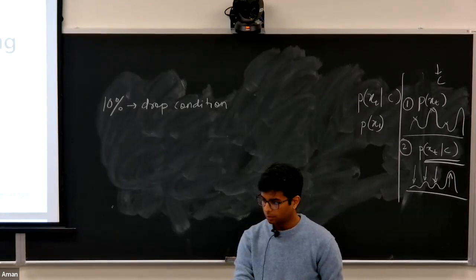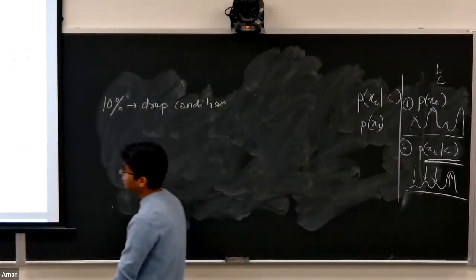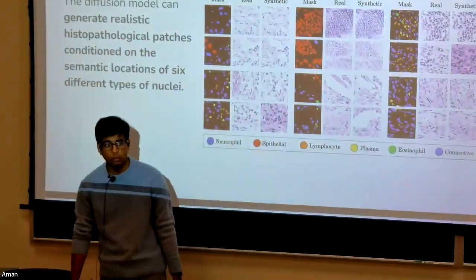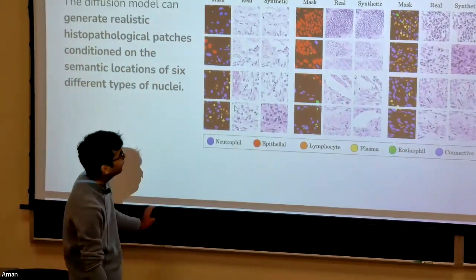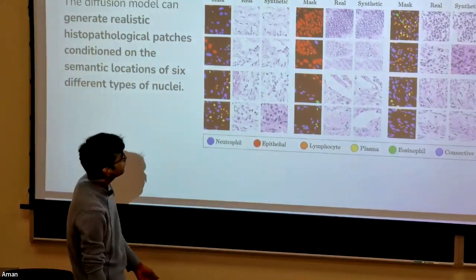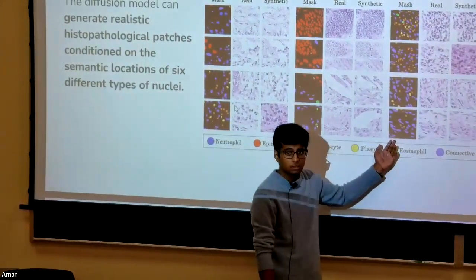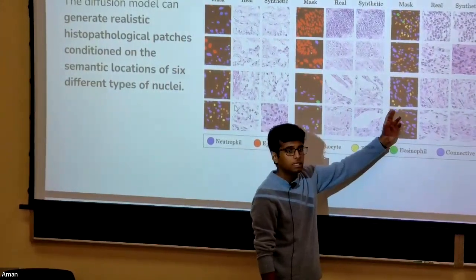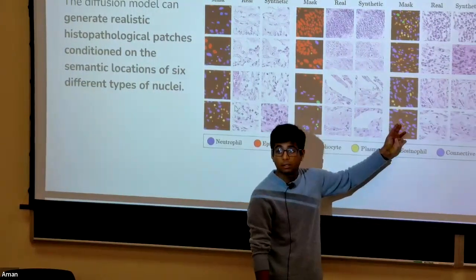These are some results from the paper. All right, so now finally, let's look at a practical example of how such a model can be useful in a realistic problem setting. So here, let me define a problem for you. The problem is that you have these nuclei masks, which tell you which type of nuclei is present in the patch and what location it's present at, right?